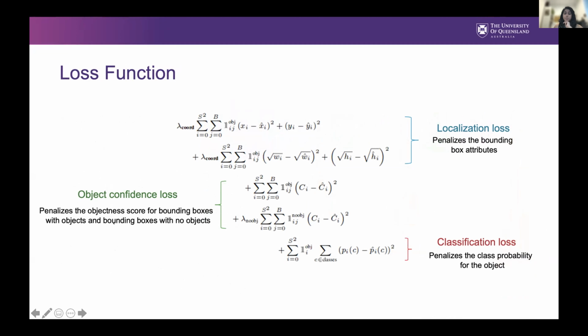Then we have an object confidence loss, which penalizes the objectness score. If you remember the first number of that particular vector, they penalize it for bounding boxes with objects as well as for bounding boxes with no objects, because we want the network to learn to detect objects, not the background, right? And then we have a classification loss part as well, which penalizes the class probability of the object.